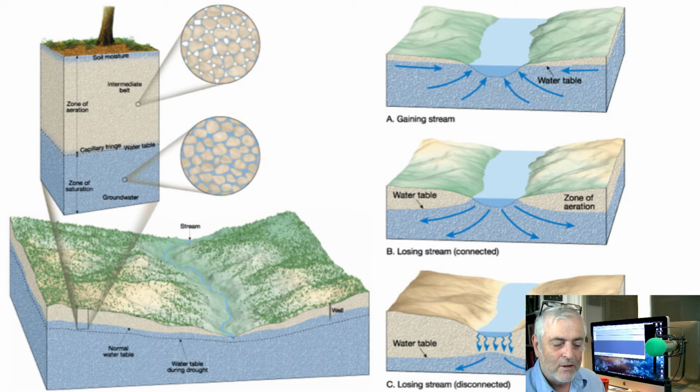At the very bottom, they're saying it's a losing stream also, but one in which the water table has dropped so dramatically that the water flows directly from that stream bed all the way down to the water table in order to try to replenish the water.